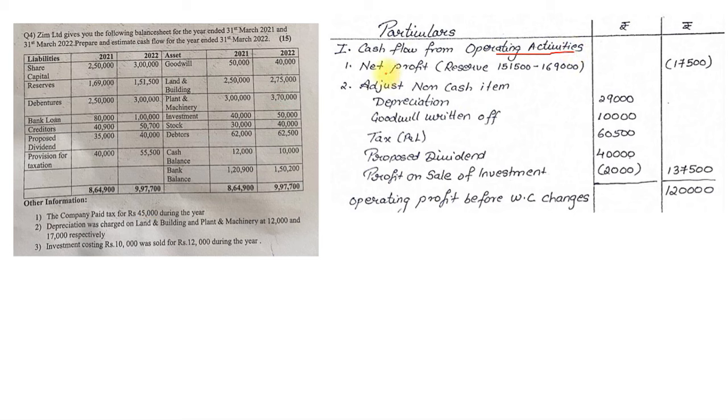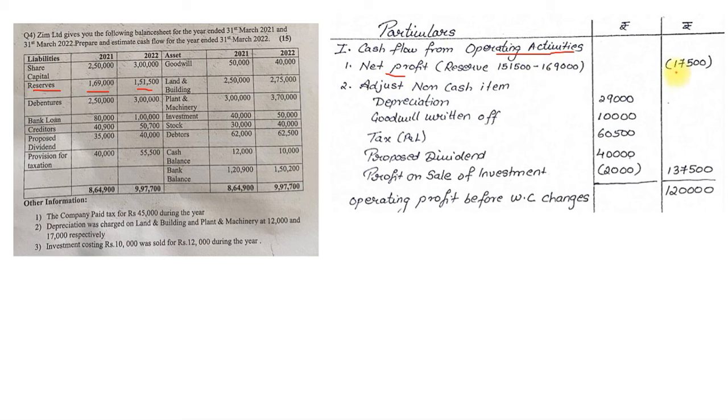We always start with net profit. Now, if you look in the sum, on the liability side we don't have a P&L account, but there is reserves. If a P&L account is there, we always take the P&L account. If a P&L account is not there, then we will take reserves and surplus. It will always be closing minus opening to find out whether there is a profit or a loss. Closing was 1,51,000, opening was 1,69,000. So there is a negative. So basically, there is no profit. You'll start with net loss.